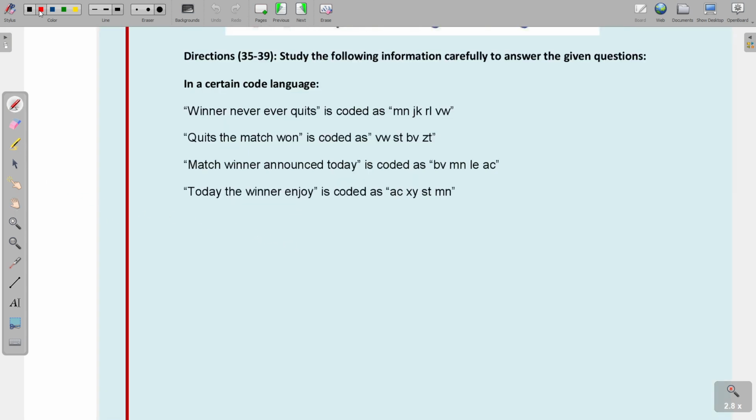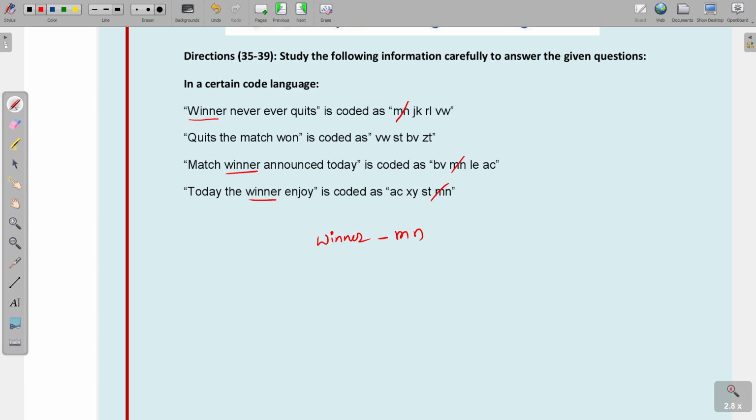Coding and decoding. So see: winner never ever quits the match on match winner announced today the match winner enjoys. So see, winner, and next winner and winner. What is the code of winner? So MN is the code of winner.